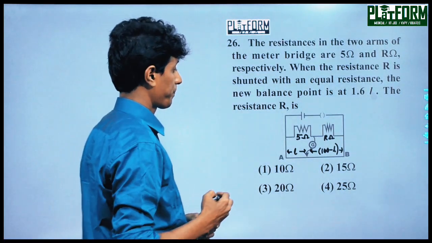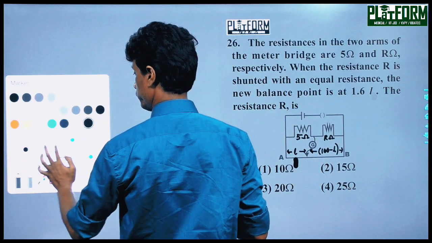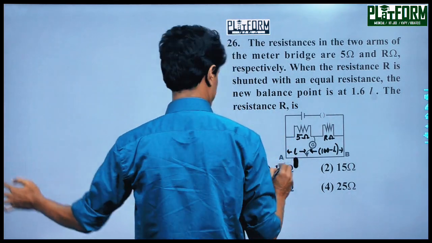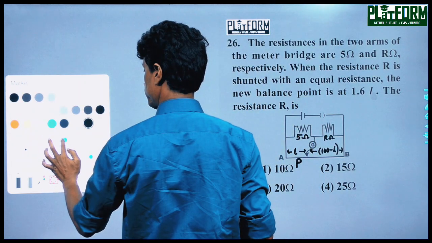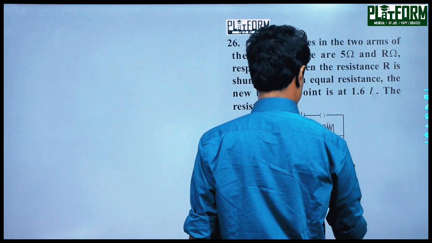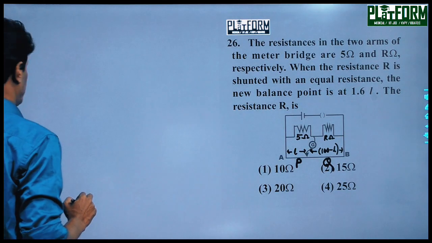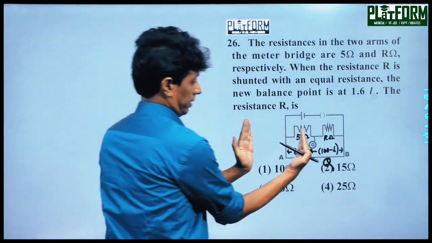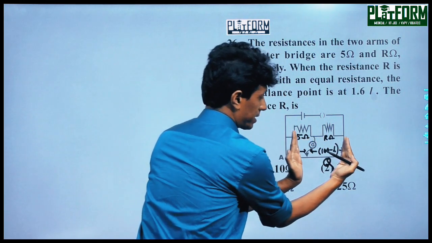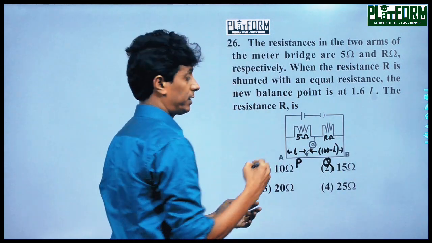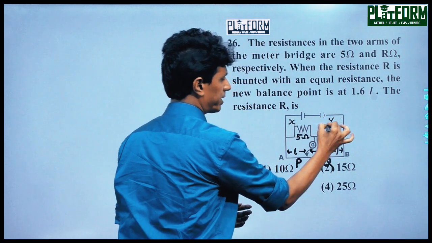Here the resistance of the left part is P and the resistance of the right part is Q. So if we take the resistance of the wire of the meter bridge on the left side as P and the right side as Q, and let us say the resistance of the left hand side is X and the resistance of the right hand side is Y.